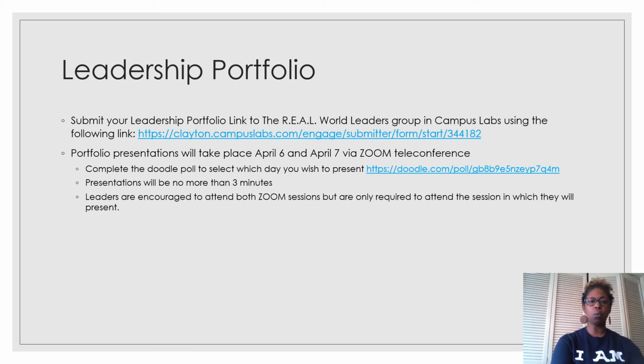Now, what's going to happen is you all need to complete the Doodle poll at the link here. Again, I will send this to you in an email so that it'll be easy to access. If you are not on my student leader email list and you have just joined the Real World and you are unable to access these links, send me an email and I will send it directly to you. You will complete the Doodle poll, and there you'll select either April 6th or April 7th.